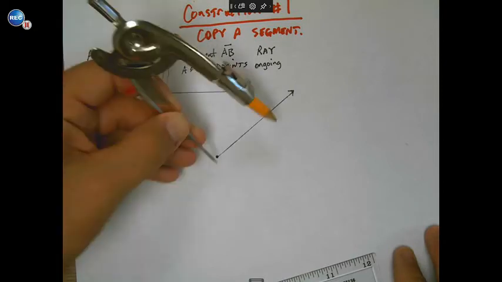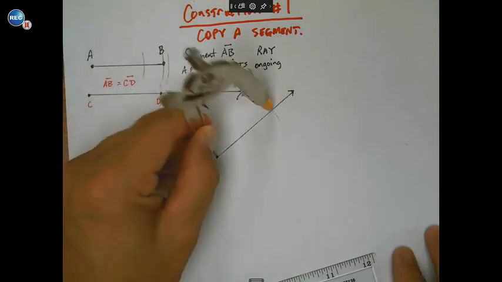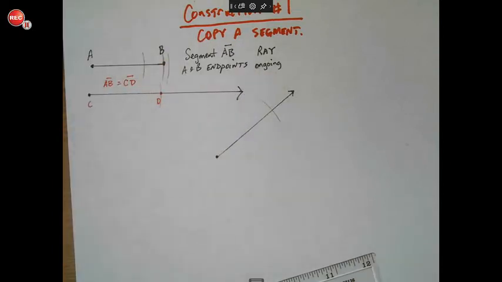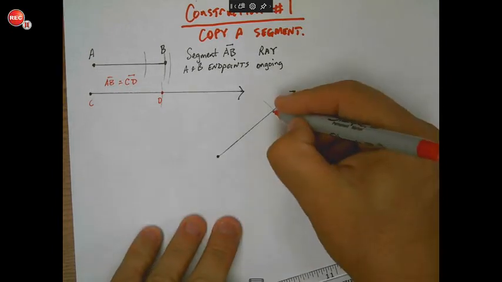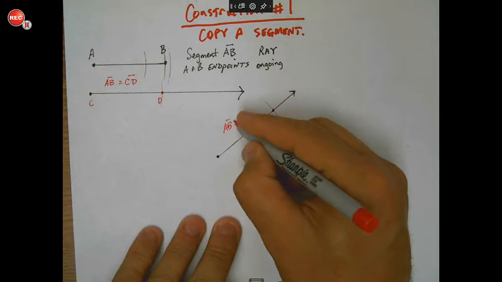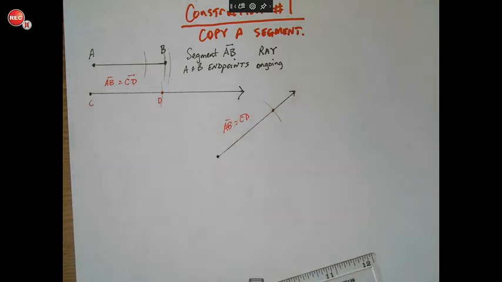Now I'm going to go down to this angle. Ray right there. I'm going to create a point of intersection. And there I've done it again. AB is equal to CD. See, it doesn't matter the direction that we're going. In fact, we're going to do it again.